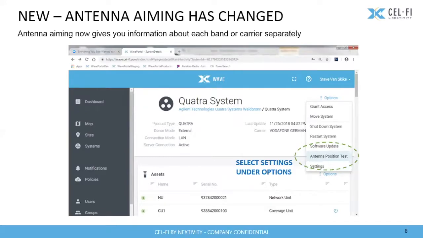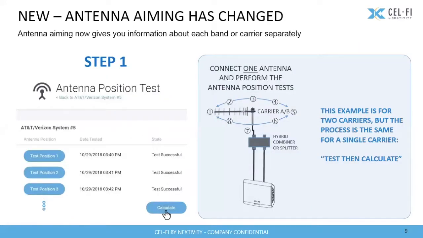Rather than giving you a score, it gives you information about the best place to point the antenna for each band and for each operator. And then it's up to you to digest that information and decide where you want to point your antenna. So where do we find it? It's just above settings in that pull down options menu. So we're going to click on that. And it's a two-step process.